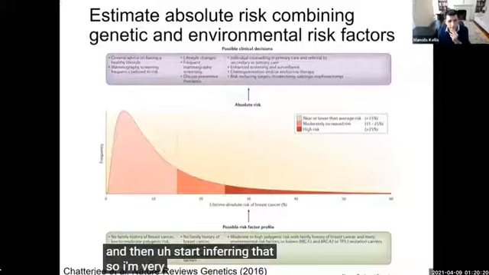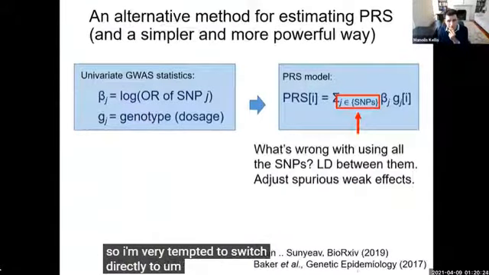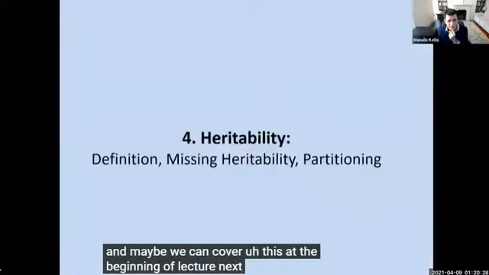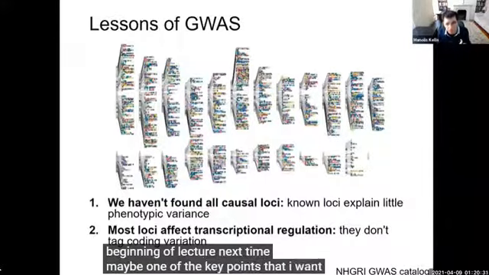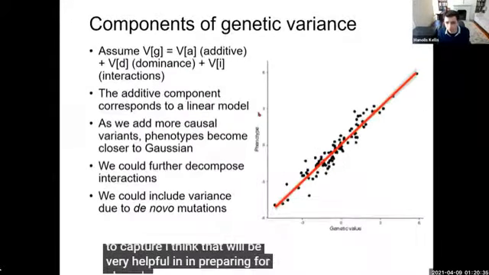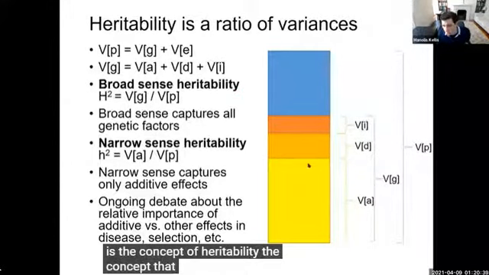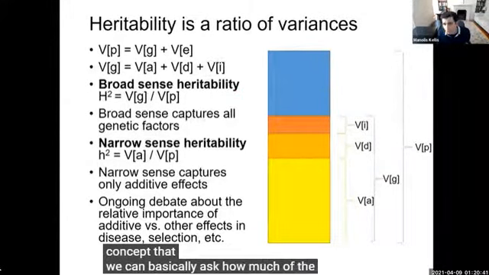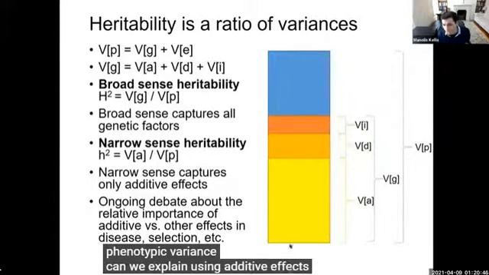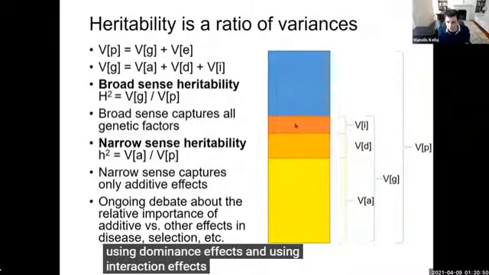So I'm very tempted to switch directly to Alkes, and maybe we can cover this at the beginning of the lecture next time. Maybe one of the key points that I want to capture, I think that will be very helpful in preparing for Alkes's presentation, is the concept of heritability. The concept that we can basically ask how much of the phenotypic variance can we explain using additive effects, using dominance effects, and using interaction effects.